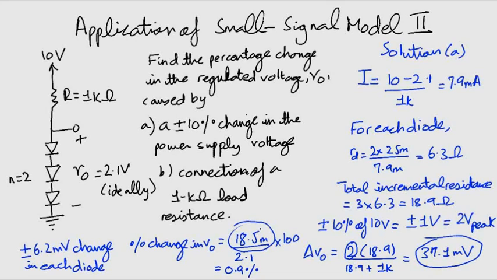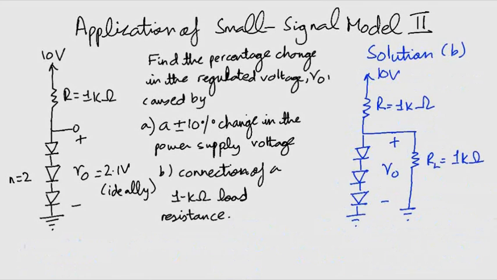Now coming to the next part. When a load resistance of 1 kilo ohm is connected across the diodes, as you can see on the right side of your screen, the load resistance draws a current of approximately 2.1 milliampere. Why? Because we have employed this equation and the current comes out to be 2.1 milliampere. However, the current in the diodes decreases by 2.1 milliampere as a result.